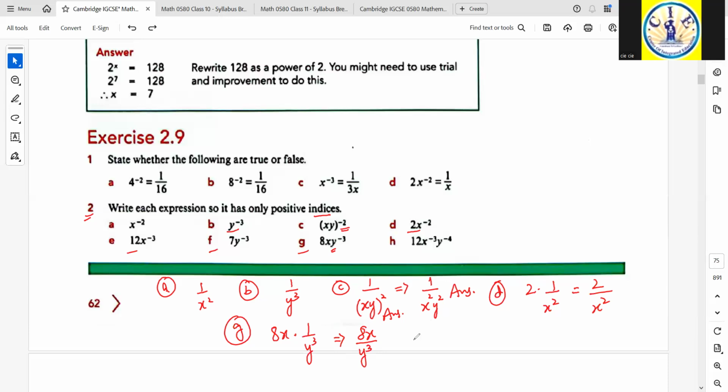That's it. Okay. And now for part H, 12 would be the same. Then 1 divided by x cubed for this one. And then for y raised to power negative 4, we can write it down 1 divided by y raised to the power 4. So this is 12 divided by x cubed y4. So that is part H.